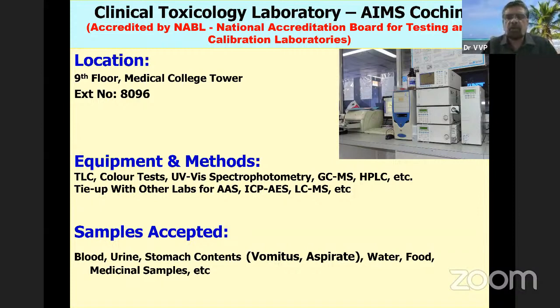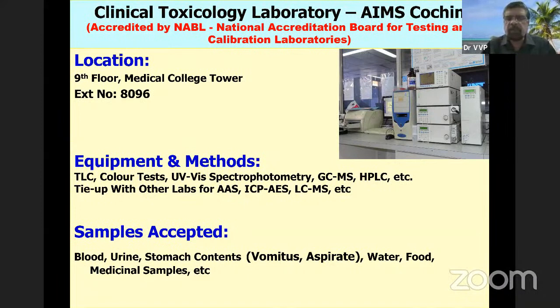We don't require instrumentation which will give you very detailed information, which may not be relevant to the clinical scenario. May be important for forensic cases, but not really for clinical cases. And since ours is a clinical toxicology laboratory, the samples that we accept are mostly body fluids from poison victims, like blood, urine, stomach contents, maybe vomitus or aspirate.